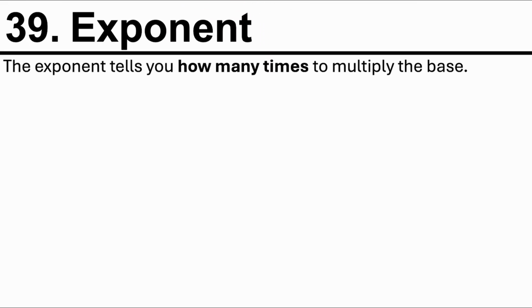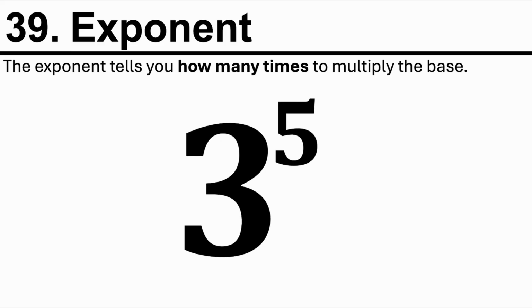Now, on the other hand, we have the exponent, and the exponent tells you how many times to multiply the base by itself. So again, with 3 to the power of 5, the exponent is the small number in the corner. That's, in this case, 5. And this means that we multiply 3 by itself 5 times.